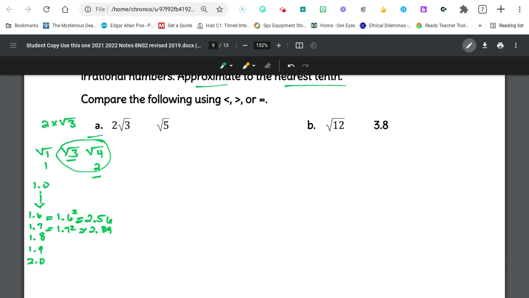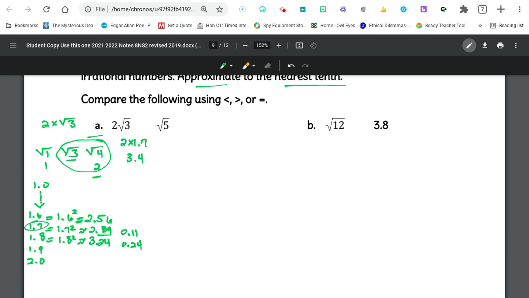1.8 squared. I will tell you on some of these it's not necessary, but you'll see it. It's 11 tenths. I think of it like money. This is 11 cents away from being $3. And this is 24 cents away from being $3. So I'm going to go with 1.7. So here I'm going to say 2 times 1.7, which is 3.4. And then we can work on the square root of 5.